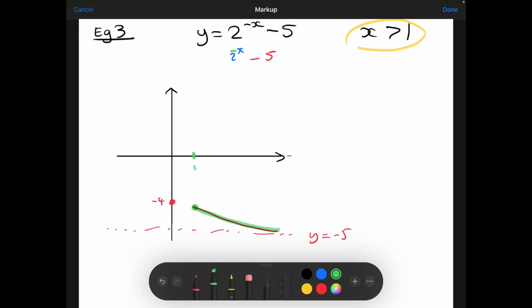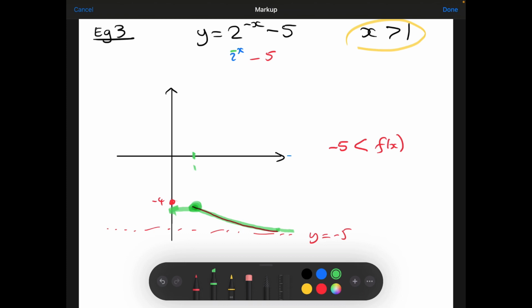The smallest value of y, where I can see this green line's getting closer and closer and closer towards minus 5. It will never touch minus 5 because it's the asymptote, but it gets closer to minus 5. So that's the smallest value. I can say that f of x has to be greater than minus 5. The biggest value that y can be is this value here.